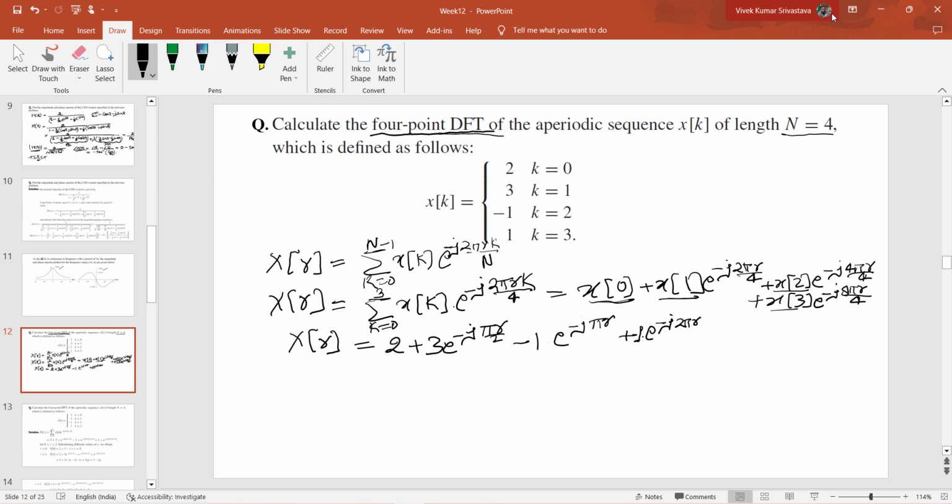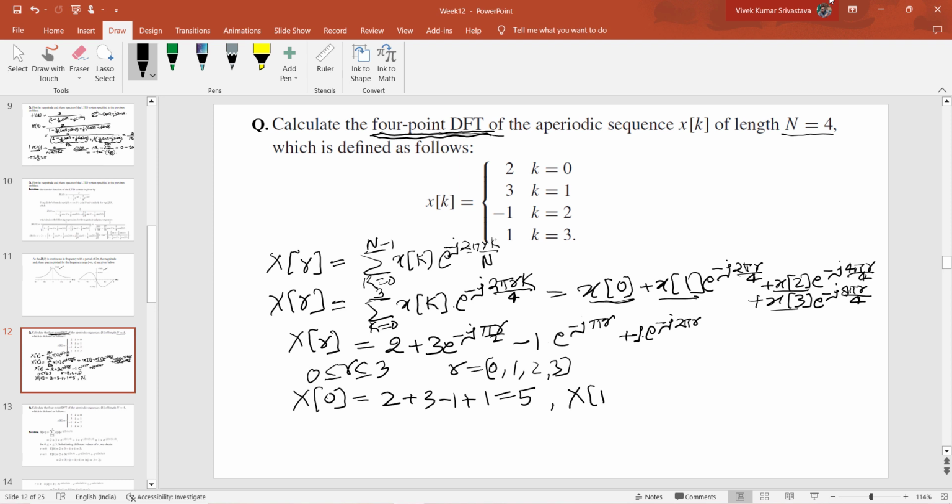Now to determine the coefficients of the different samples of the output, we have to put the value of r from 0 to 3, because in the question itself it says that we have to determine the 4-point DFT. So we put the value of r as 0, 1, 2 and 3. So x of 0 we can write as 2 plus 3 minus 1 plus 1, which is equal to 5. Similarly, we can determine x of 1.